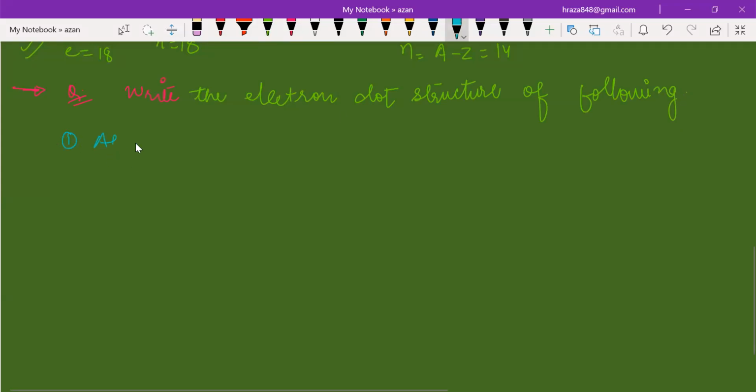So basically, I'm going to give you aluminum, then silicon, sulfur, phosphorus, and then neon. And also, I'm going to give you Na plus. Also, I want to give you neon, and then hydrogen, 4, 5, 6, 7, 8, fluorine, and the 10th is basically boron. So do you know how to write the electron dot structure of this? Yes or no?